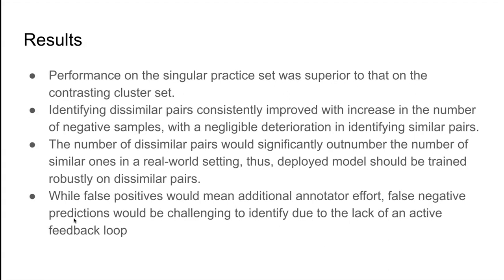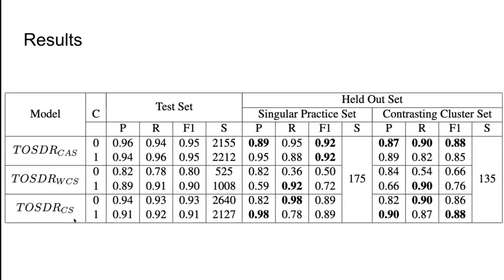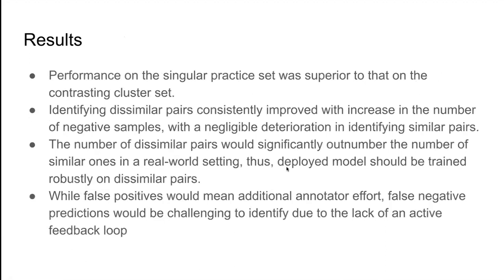Secondly, we found that identifying dissimilar pairs consistently improved with increase in the number of negative samples, but with a negligible deterioration in identifying similar samples. So increasing the number of negative samples was the best thing to do. And here I believe that we used 5 times the number of negative samples as that of the positive samples. And the number of dissimilar pairs would significantly outnumber the number of similar ones in a real world setting. Thus, deployed models should be trained robustly on dissimilar pairs.